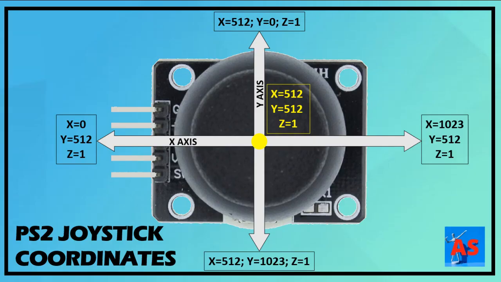Now if we move the joystick in forward direction, the X axis will become 0 and the Y axis will remain the same, is 512. Now if we move it backward, the X axis will become 1023 and Y axis will remain the same. Similarly, if we move it to the right, Y axis will become 0 and X axis will remain the same, and if we move it to the left, Y axis will become 1023 and X axis will remain the same, is 512.